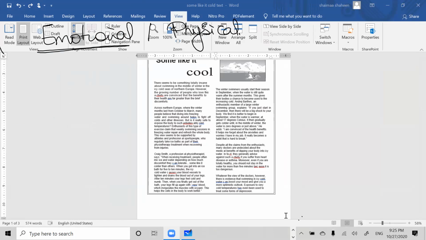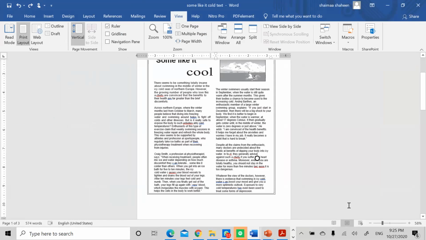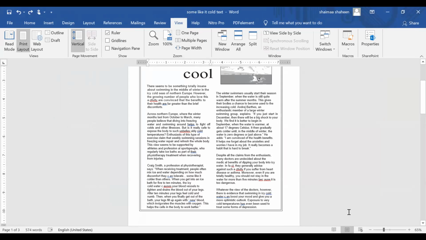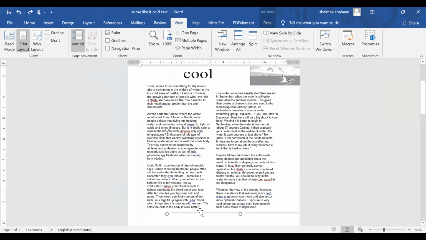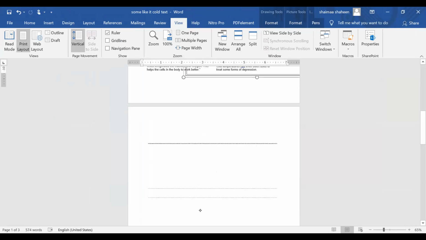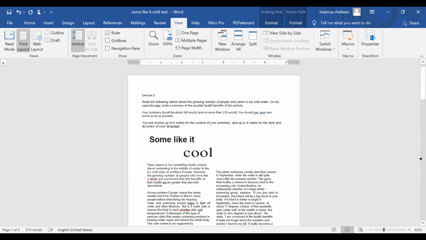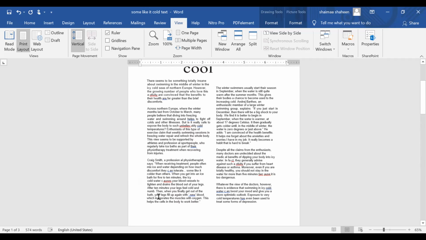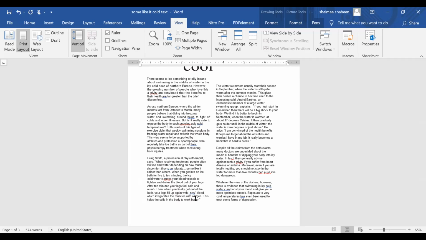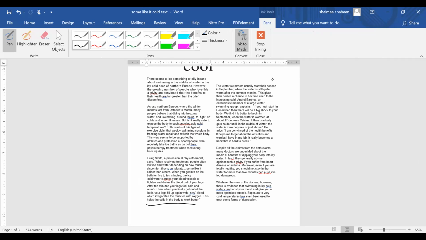Yes, Miss. Okay, so very quickly, I want you only to tell me what is physical and what is emotional. So here are the points we found together. You said number one, invigorates the muscle with oxygen. Is this physical or emotional? Physical. Okay, helps the cells in the body to work better.